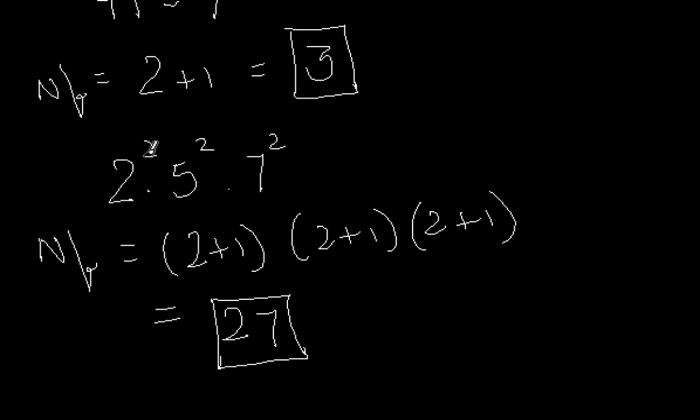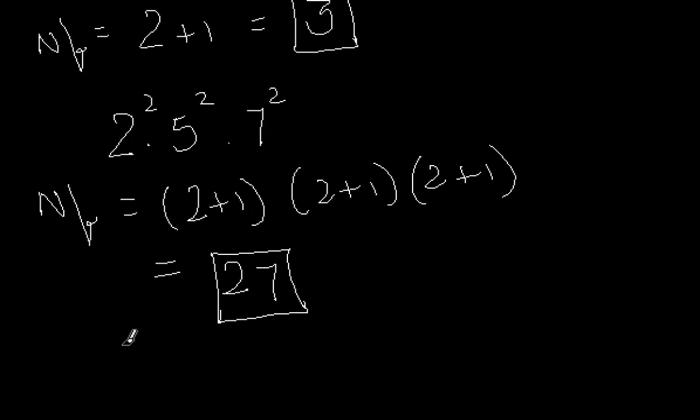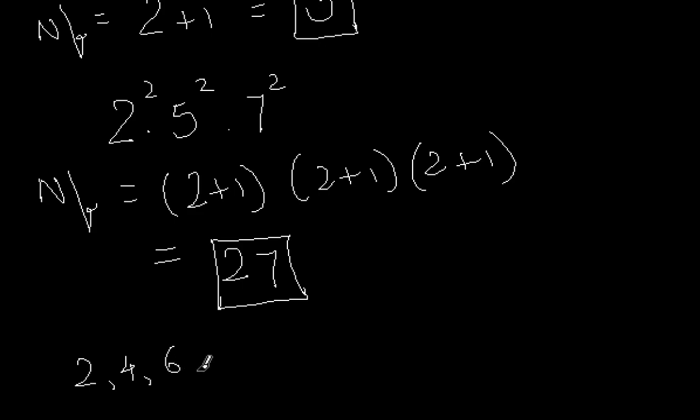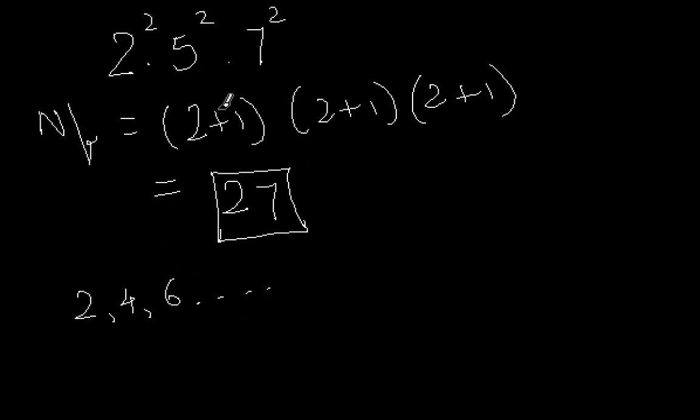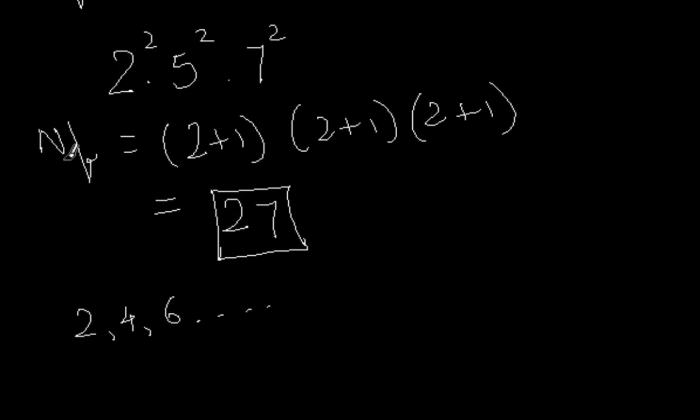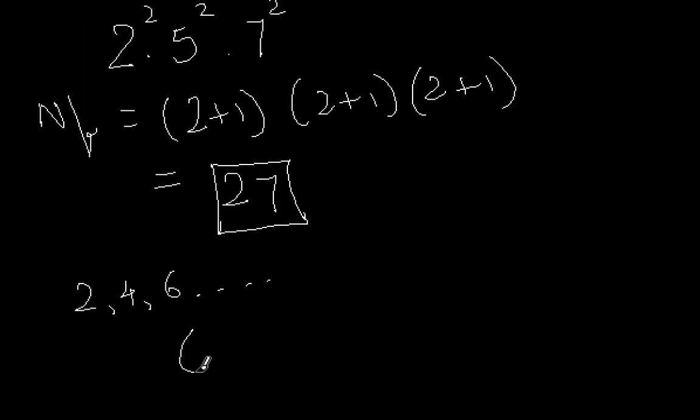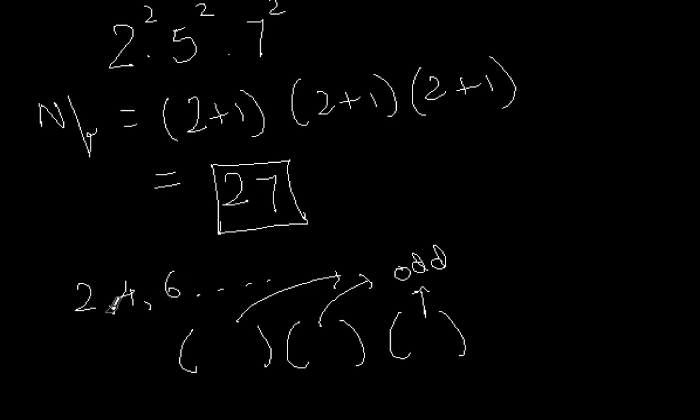Note that whenever we have a perfect square, the powers would be 2, 4, 6 and so on, because the powers have to be even. And if all the powers of all the prime numbers are even, then adding 1 to them makes all the multiples odd, so the final number of factors would also be odd. So we should remember that the number of factors of a perfect square is always odd.